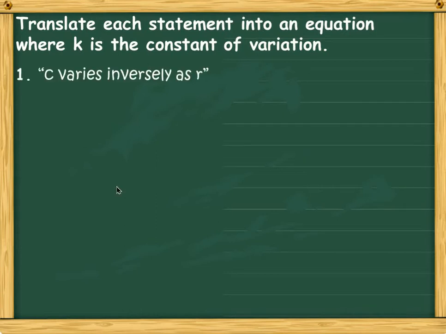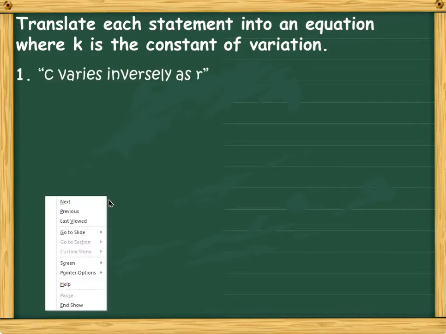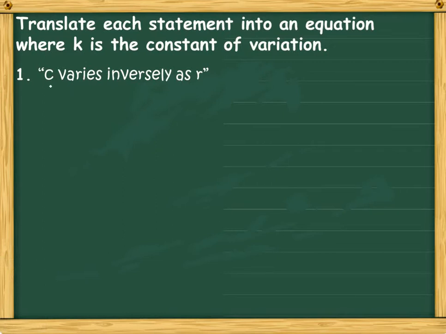Let's have item 1. C varies inversely as r. Again, C varies inversely as r. So, ang unang variable na binanggit ay si C. So, si C ang siyang una nating isulat at naka-isolate is equal to k. And we have the word inversely. So, magkakaroon tayo ng over. At sino yung ini-inverse niya? Yung pangalawang variable na binanggit, which is si r. Kaya si r ay nasa denominator.